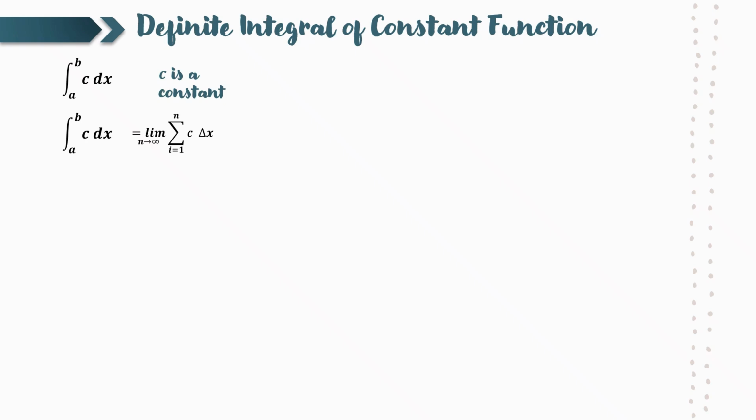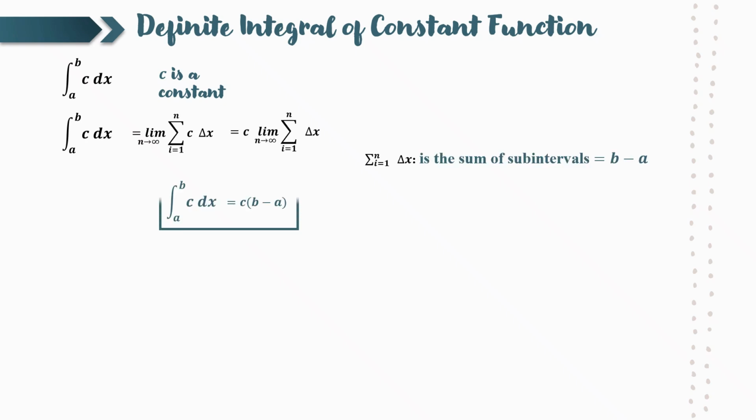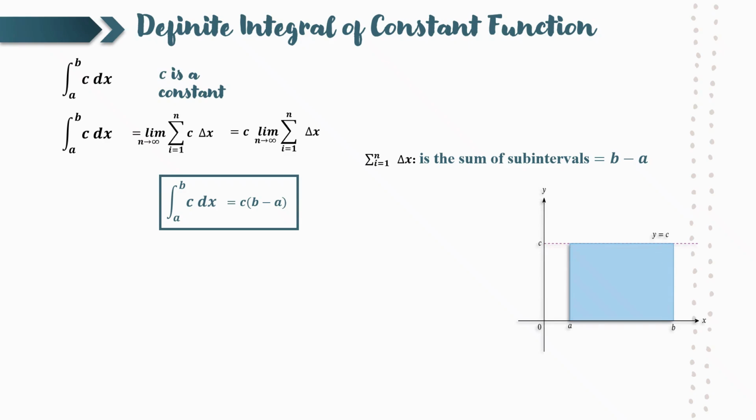Now, the definite integral of a constant function. When you have a constant function, you can directly go ahead using the formula: constant times your upper limit minus lower limit. This will be very helpful when you are handling multiple choice questions.